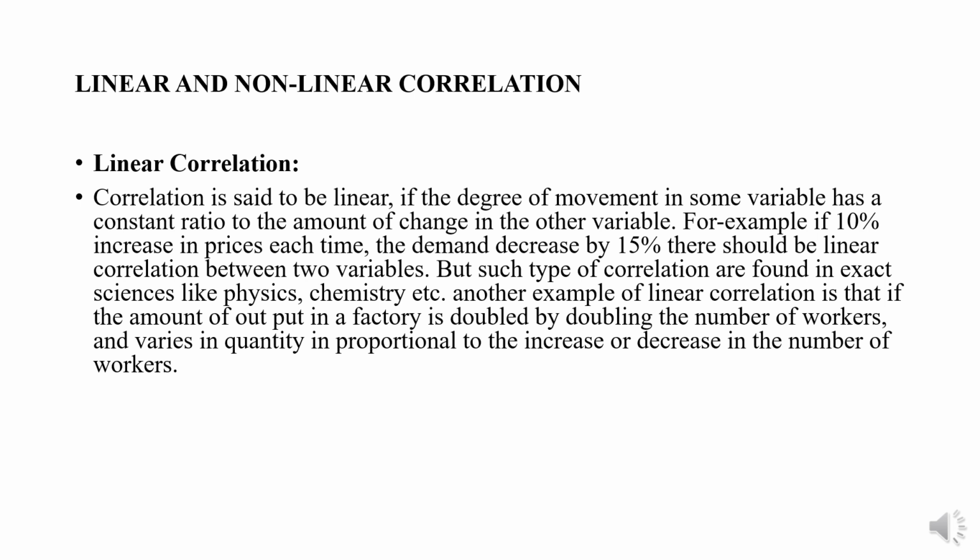But such types of correlation are found in exact sciences like physics, chemistry, etc. Another example of linear correlation is that if the output in a factory is doubled by doubling the number of workers, and the quantity varies in proportion to the increase or decrease in the number of workers.